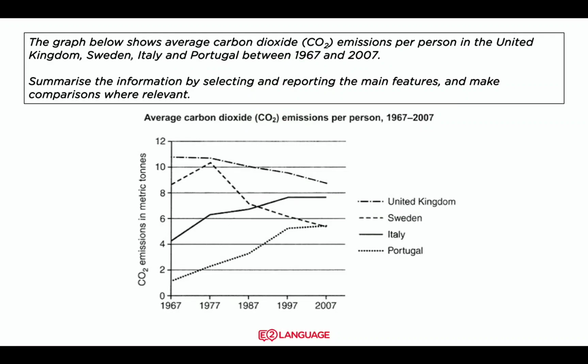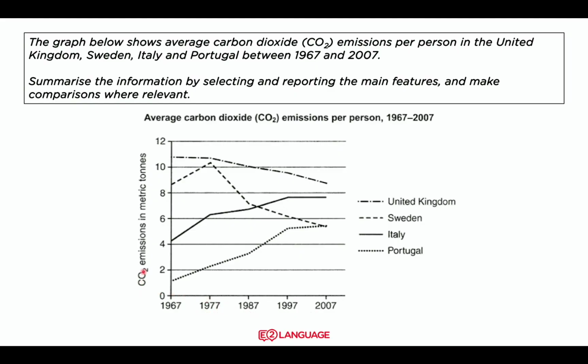Firstly, let's have a look at the elements of the graph. So we've got our heading here, average carbon dioxide emissions per person. So not per country, per person from 1967 to 2007. Our dates are down here on the bottom. 67, 77, 87, 97, 2007.